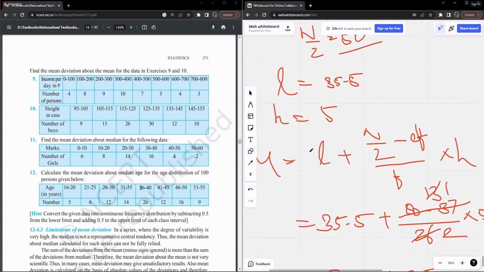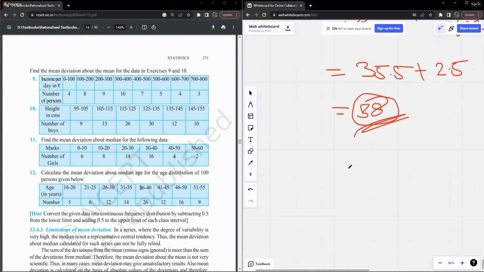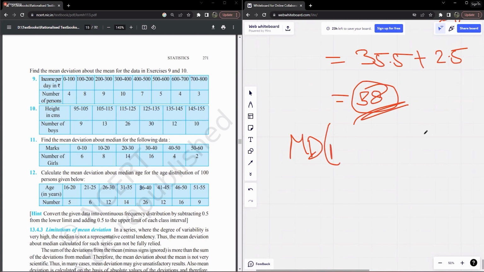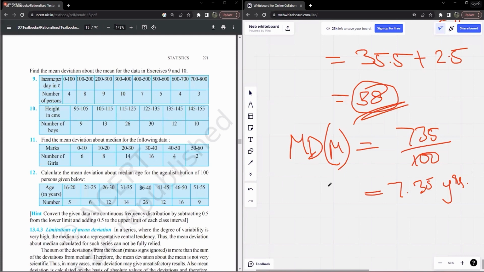Therefore, the mean deviation about the median is going to be equal to 735 divided by 100, which is 7.35 years. Because the median age is measured in years, your mean deviation is going to be 7.35. That's it for exercise 13.1.